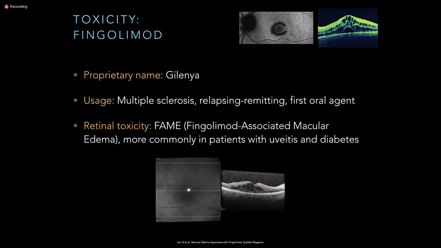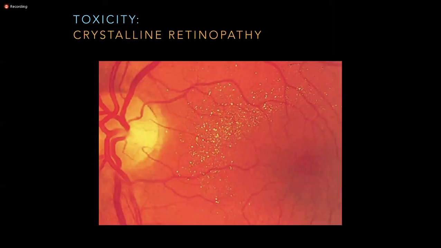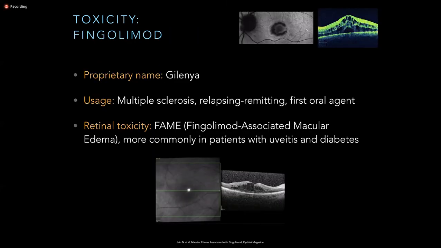Fingolimod, or Gilenya, is a drug that's used for multiple sclerosis, typically the relapsing remitting, and it's the first oral agent available for this purpose. For the retina, we have a syndrome called FAME, or fingolimod-associated macular edema, which is more commonly seen in patients who have uveitis and diabetes than those who do not. Typically, this can be treated by stopping the medication, although there is some evidence it can also be treated using steroids, even when the medication needs to be continued.